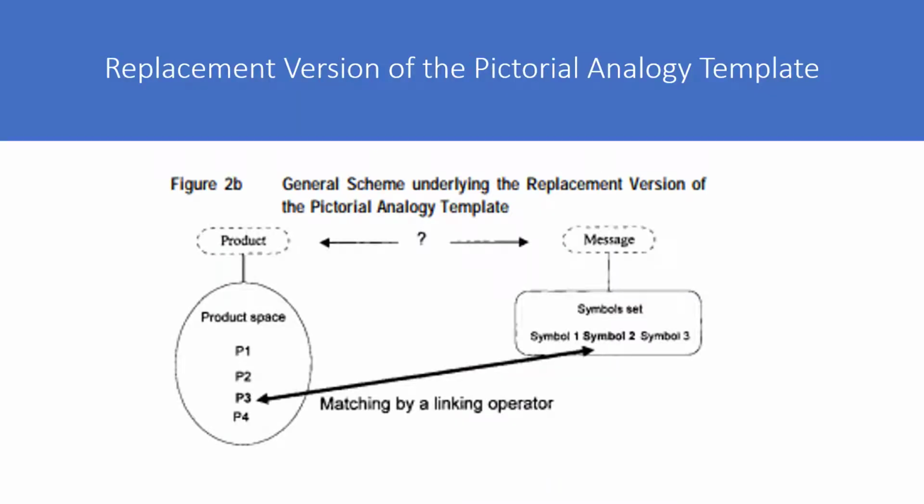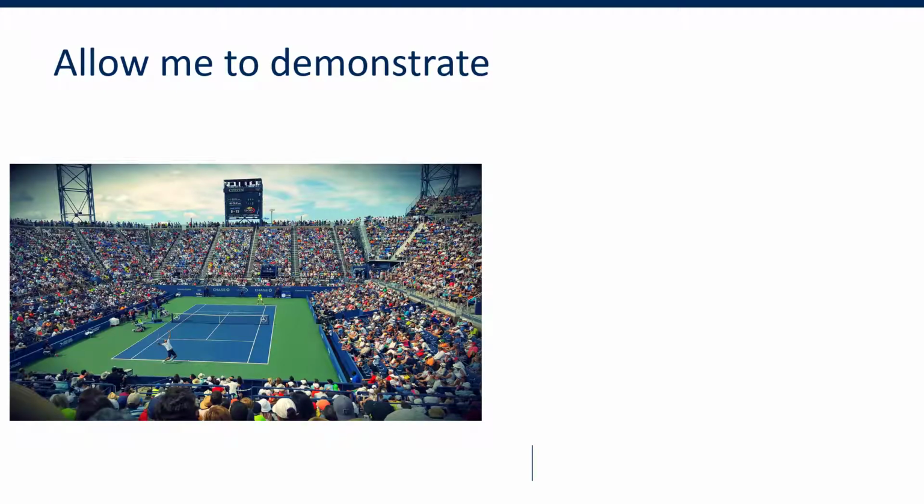One of the templates is called the replacement version of the pictorial analogy template. Allow me to demonstrate. What do you think of when you think of tennis? Think of all the things that come to your mind. Some examples I've gotten doing this experiment with companies and universities are tennis ball, tennis racket, tennis shoes, tennis clothes, audience, auditorium, net, court, love. Hopefully you're writing your own list as you do this.